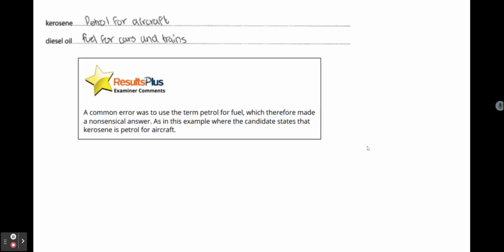Another example here. Petrol for aircraft was wrong. It is kerosene that is fuel for aircraft. We can't use the term petrol because petrol is a different fuel entirely. And then for diesel oil, we've got fuel for cars and trains. So that one would be okay.